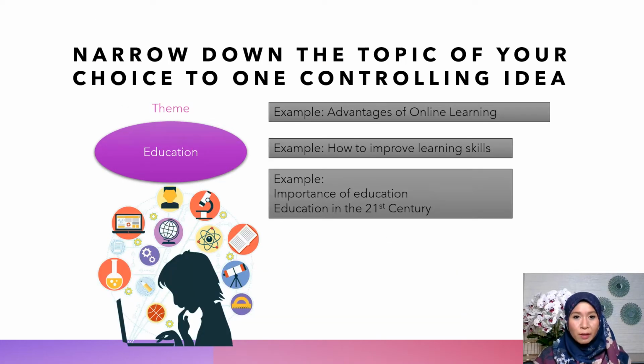So let's say, for example, if you want to talk about education, then this might be the possible topic. So how do you narrow down the topic of your choice to one controlling idea? Let's say, for example, you want to talk about the advantage of online learning or how to improve learning skills. Then an interesting topic would be importance of education or education in the 21st century.